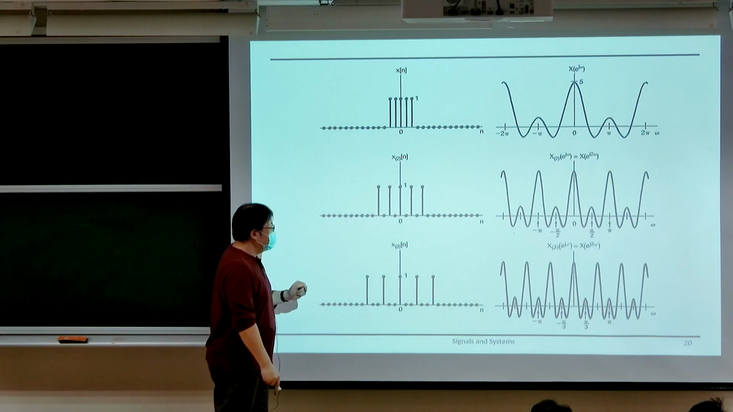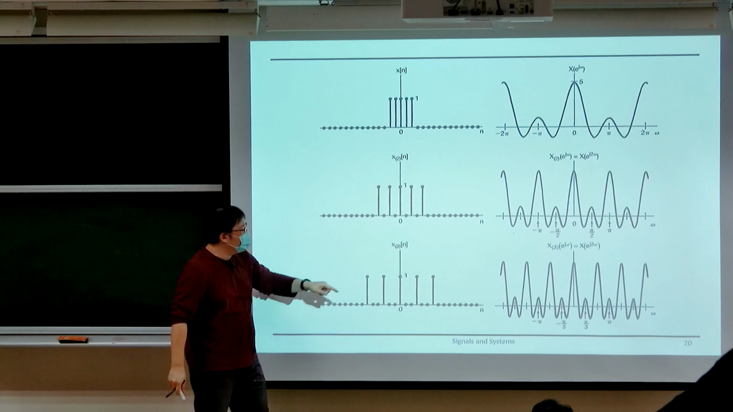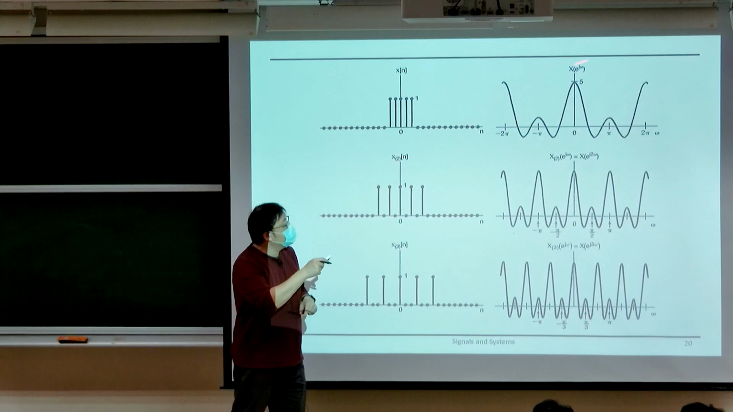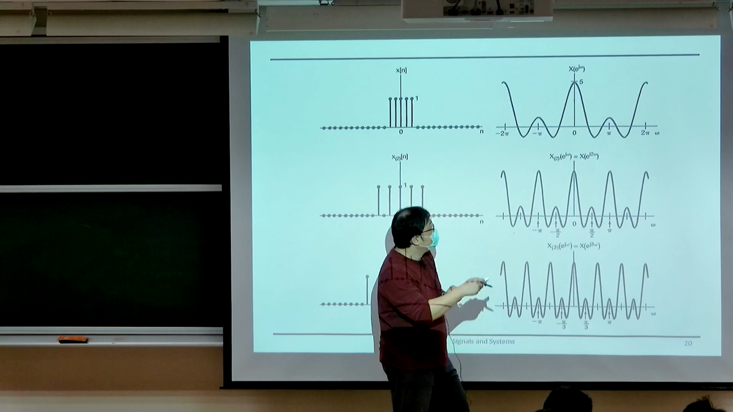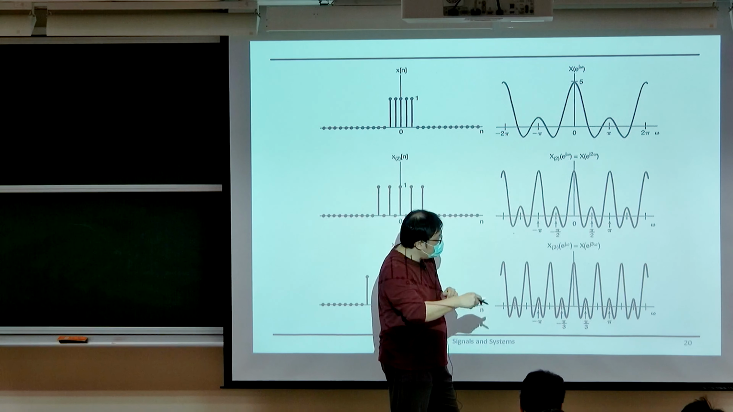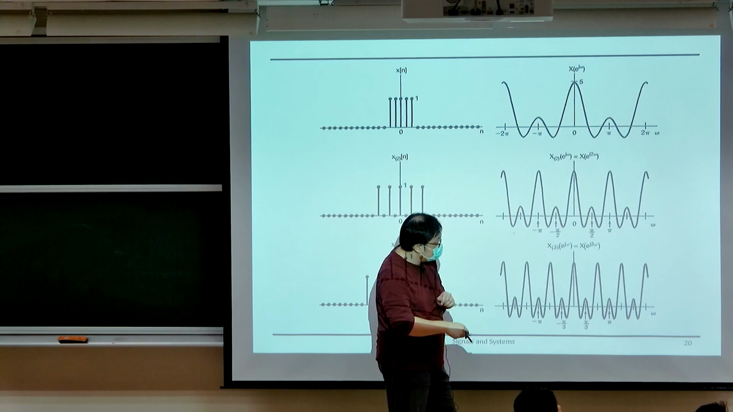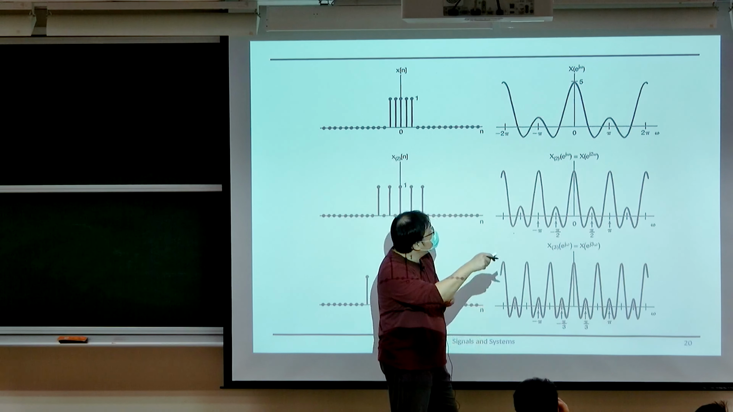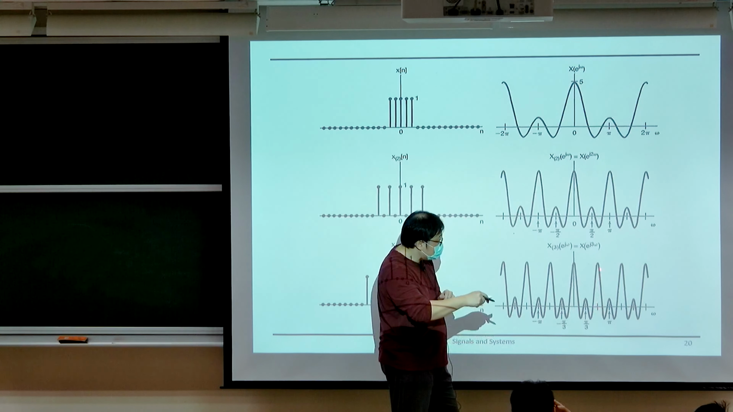Now, if you further stretch this by 3 times, then your spectrum will be compressed by 3 times. Originally, this peak at pi now occurs at pi over 3, and originally, this peak at 2 pi now would occur at 2 pi over 3.